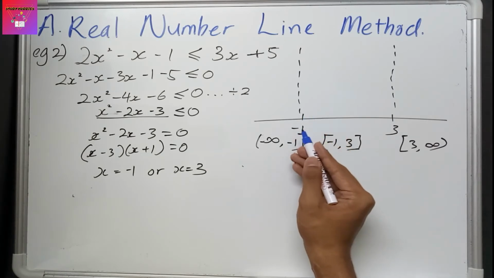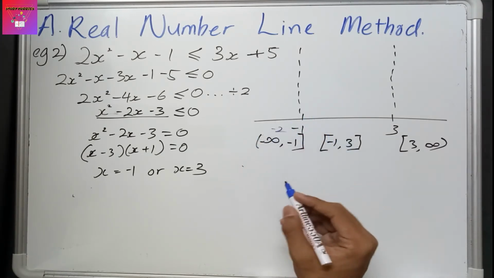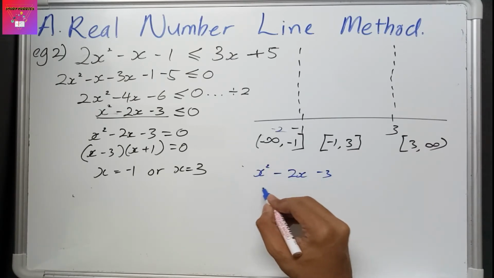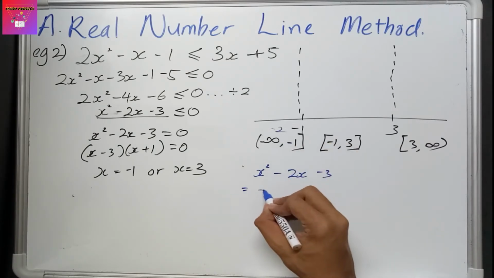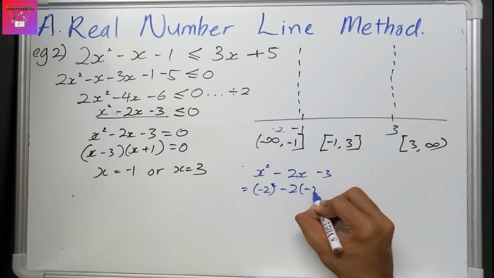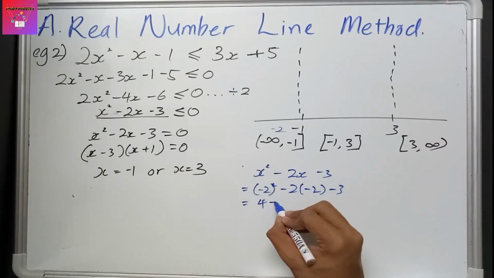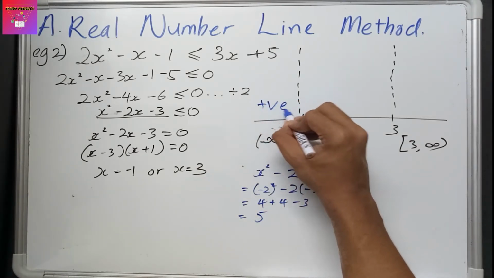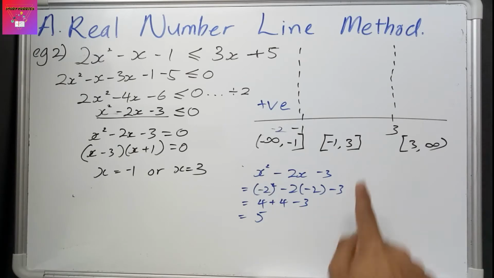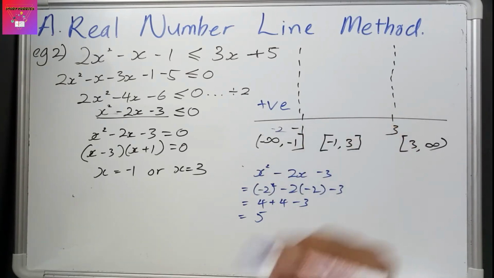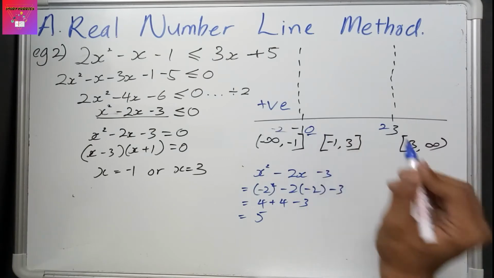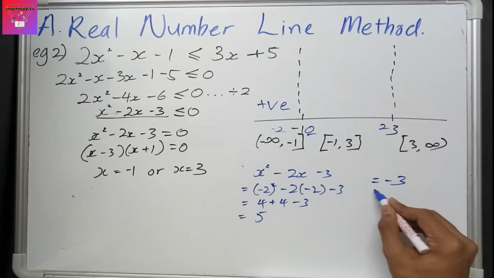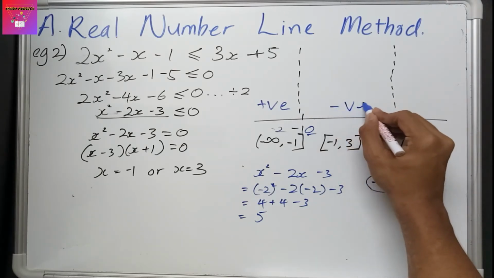For -1, we take a number earlier than -1, which is -2, and substitute inside x squared minus 2x minus 3. When we substitute -2, we get (-2) squared minus 2 times -2 minus 3, which is 4 plus 4 minus 3, which is 8 minus 3, 5. Therefore it's a positive value. For the part between -1 and 3, we can choose 0 or 2. I prefer choosing 0, and when you choose 0, we are going to get -3. Once we get -3, we know it's a negative part.